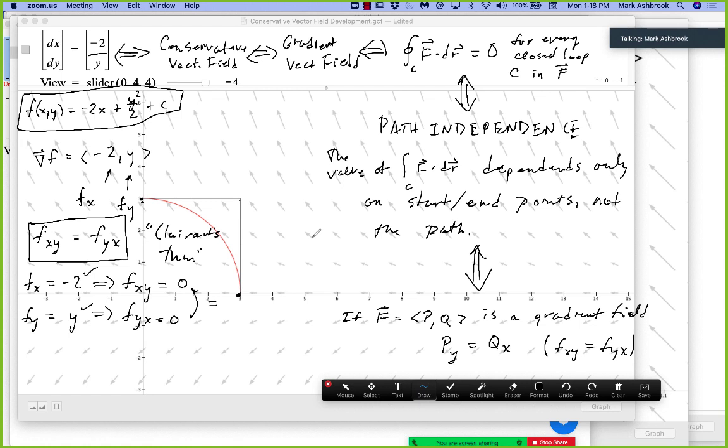So we're seeing all these results and consequences of having a gradient field, and we're starting to make a list of all of them. All right, any questions?